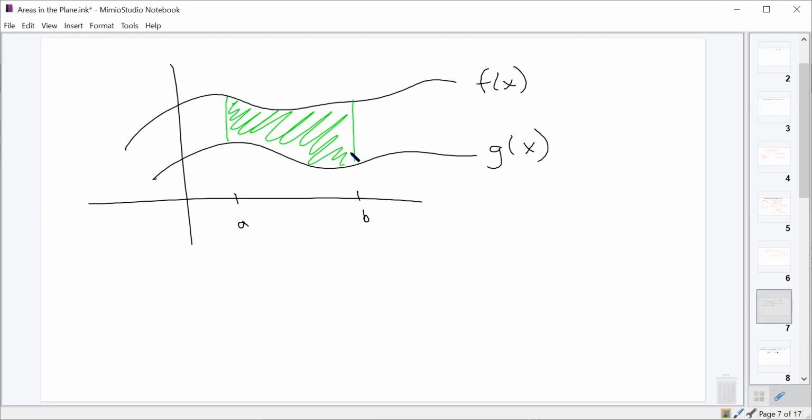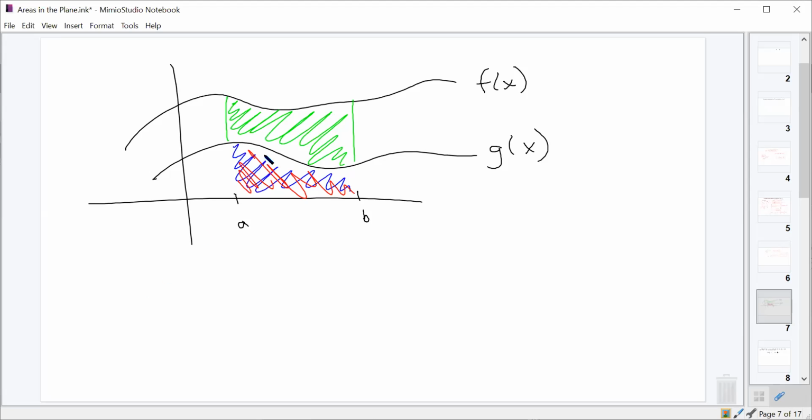Do the integral of f of x from a to b minus the integral of g of x from a to b. Right. If I did the integral of f from a to b, that should give me all of this space also, right? But if I subtract the integral from a to b of g, it should take off all of that, right? And so it should just give me the space between f and g.